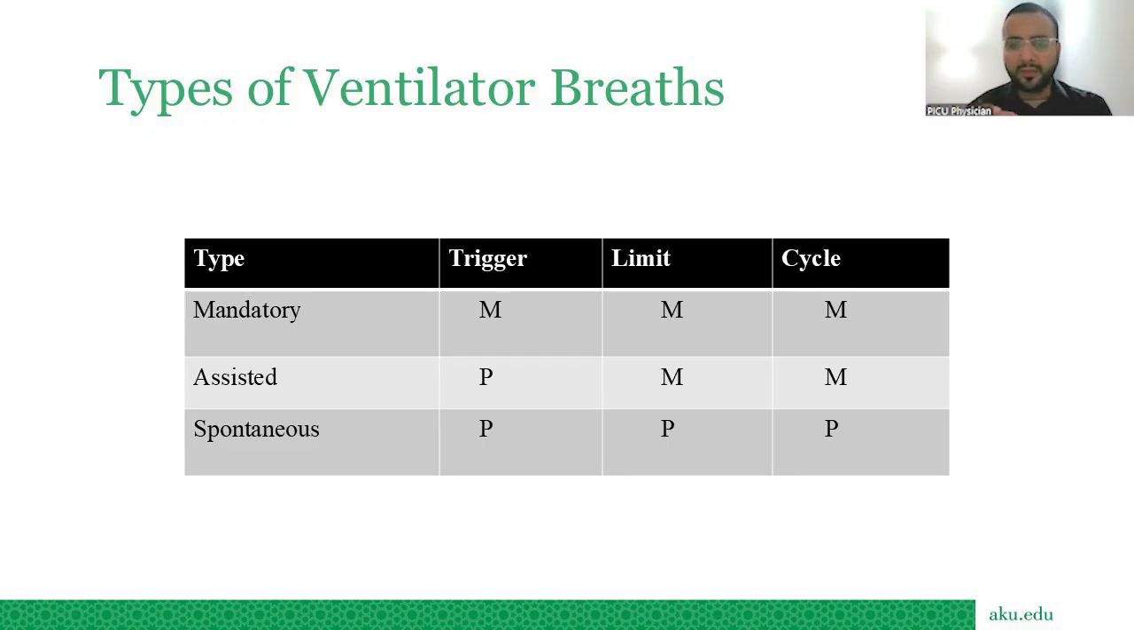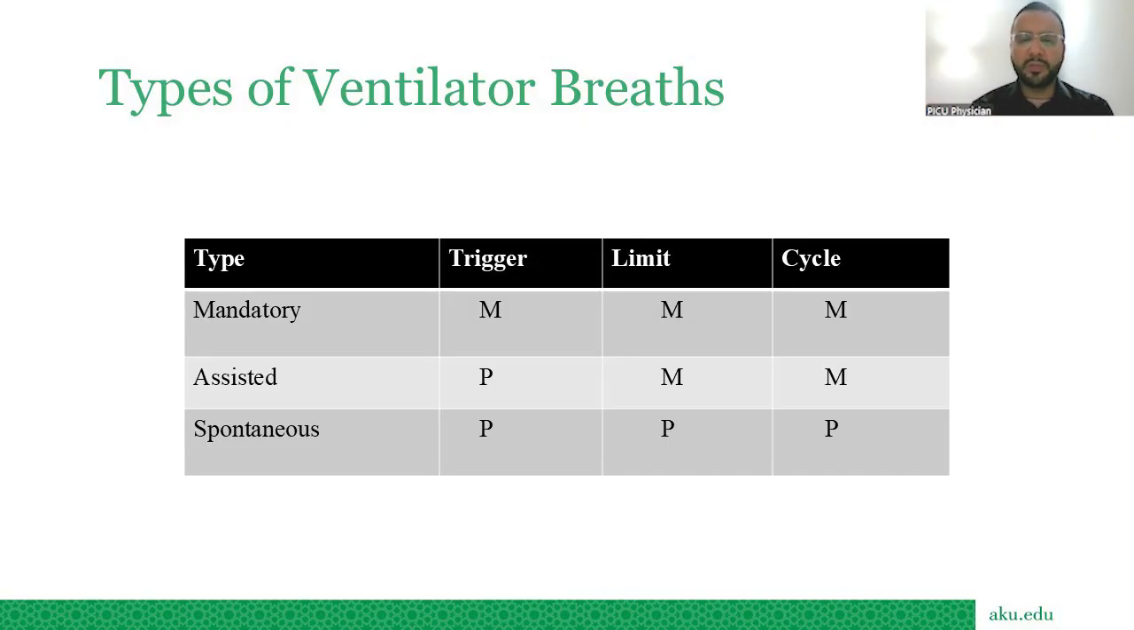In an assisted breath, the patient can also trigger, but the patient can only trigger. The patient cannot limit the breath and cannot cycle the breath. That means limit and cycle will be by the machine. M is for machine. And in a spontaneous breath, all these mechanics are by the patient: triggering by the patient, limiting by the patient, and cycling by the patient. So these three are the types of breath.